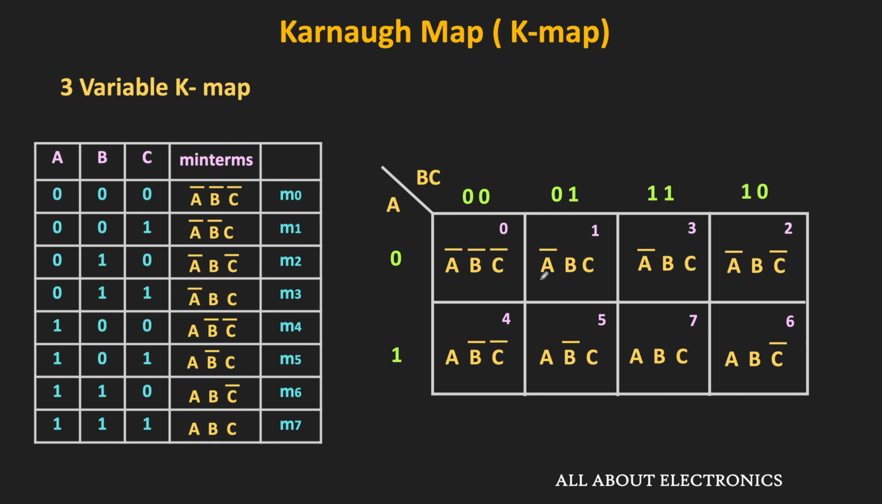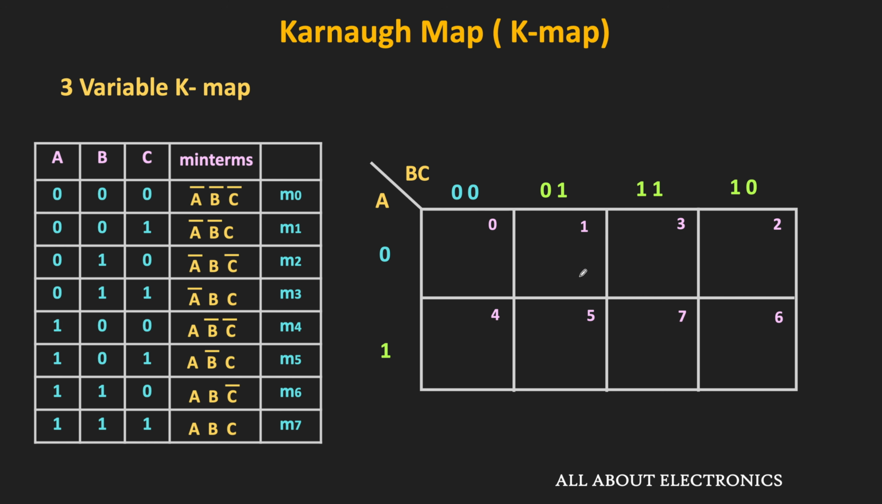Now here in the K-map, the numbering is done in the gray code form. That means if you move from one column to the other column, then only one bit is changing at a time. And that is why after 0 1, we have 1 1 instead of 1 0. That means between each pair of adjacent cells, only one bit is changing at a time.